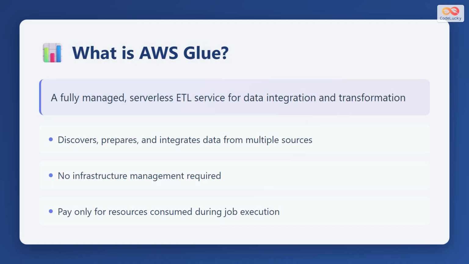AWS Glue is a fully managed, serverless ETL service designed for data integration and transformation. It allows you to discover, prepare, and integrate data from multiple sources without worrying about infrastructure. The key advantage here is that it's serverless, meaning you don't need to provision or manage any servers. AWS handles all the underlying infrastructure for you. You simply pay for the resources consumed during job execution, making it a cost-effective solution for data processing needs.